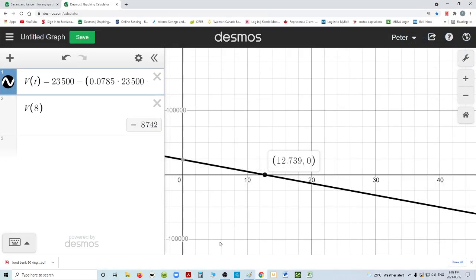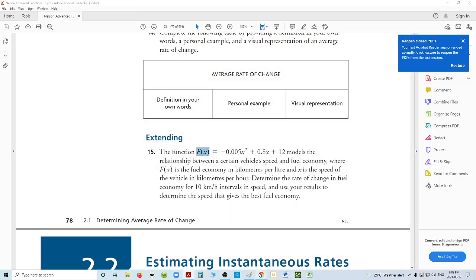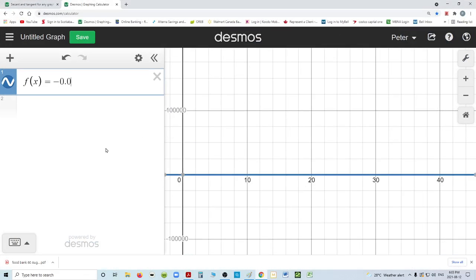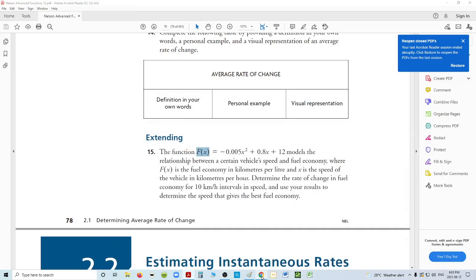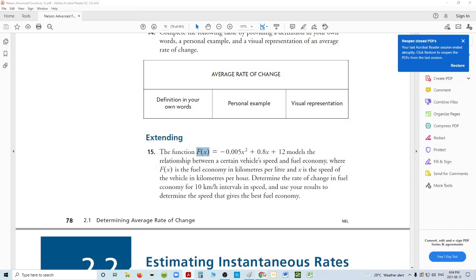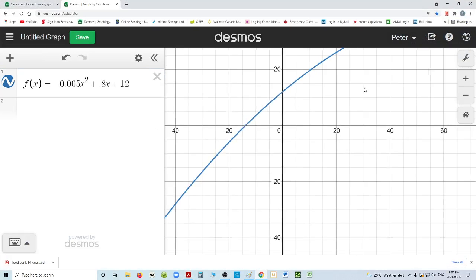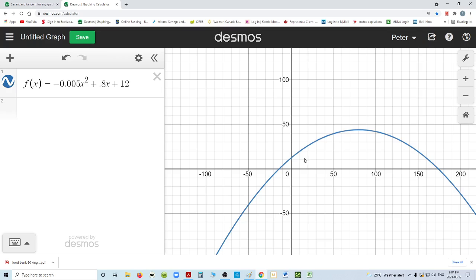So if you put this into Desmos, fuel economy is negative 0.005 x squared plus 0.8x plus 12, and you will get a parabola. It will reach a peak, and then it will come down.